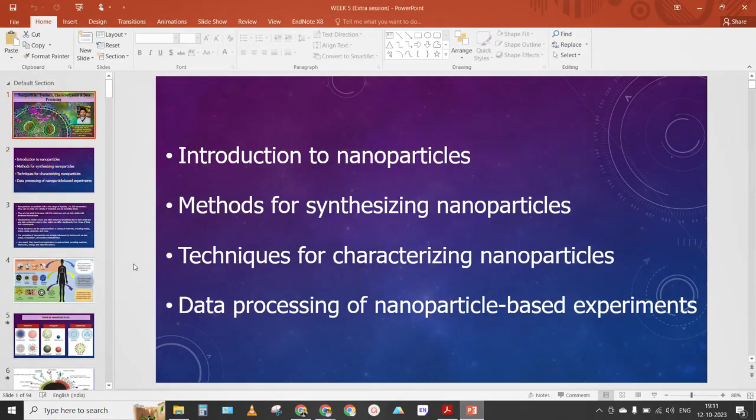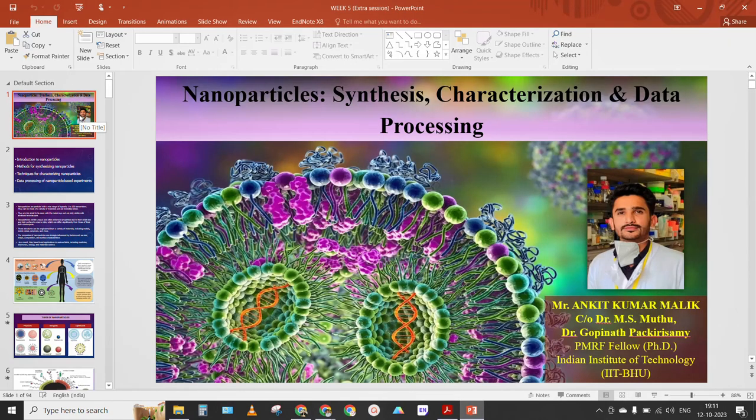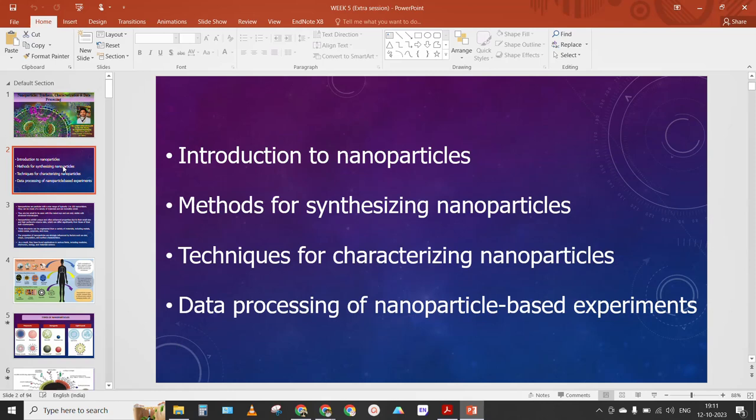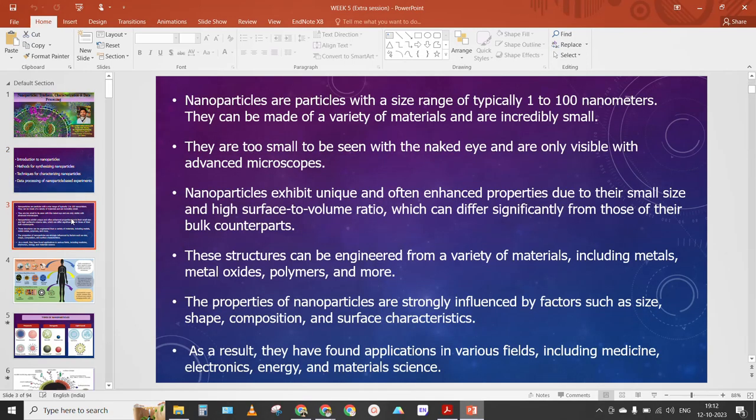So in the first topic, we have covered the nanoparticles, its synthesis, characterization, and data processing. In that presentation, we have covered introduction to nanoparticles, methods for synthesizing nanoparticles, techniques for characterizing nanoparticles, and data processing of nanoparticle-based experiments. Nanoparticles are particles with a size range typically 1 to 100 nanometers. They can be made up of a variety of materials and are incredibly small. They are too small to be seen with the naked eye. They are only visible with advanced microscopes like TEM, SEM, AFM.